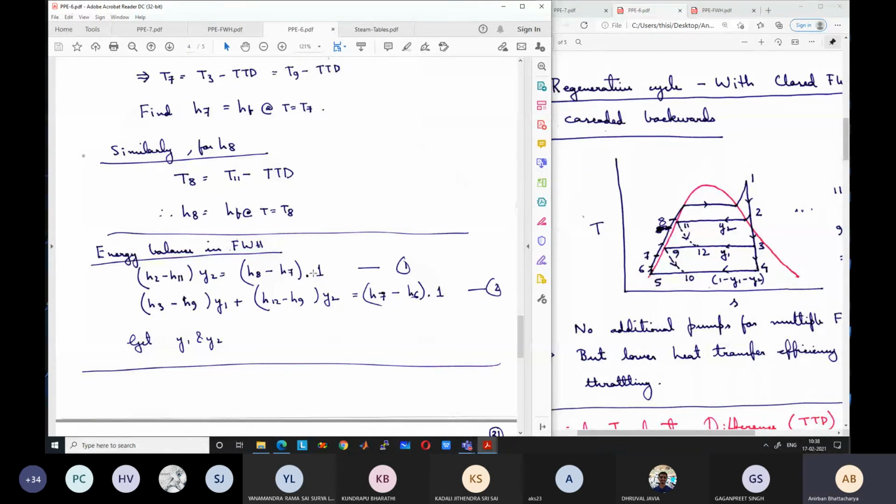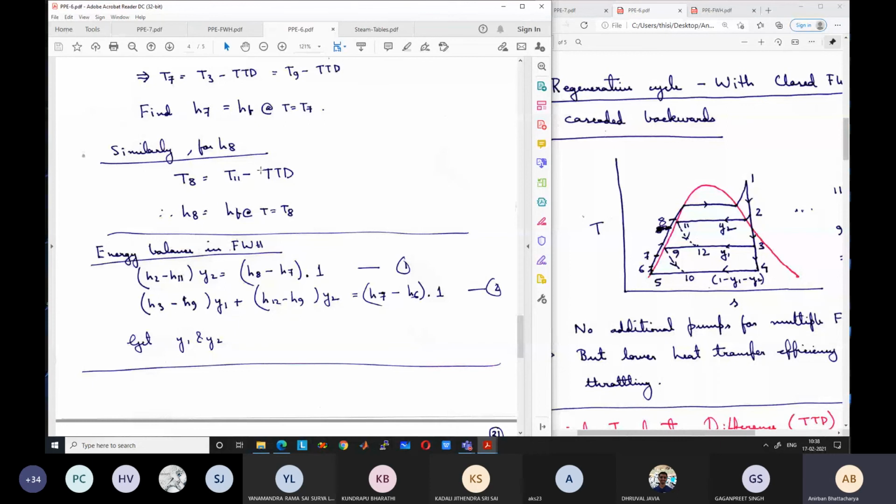Similarly, for the other feed water heater: H3 minus H9 into Y1 plus H12 minus H9 into Y2, because this Y2 comes here, is the total energy that is lost by the steam. This is equal to 1 into H7 minus H6. So there are two equations, two unknowns. We can find out what is Y1 and Y2 after solving these equations. All the values of enthalpies are known.